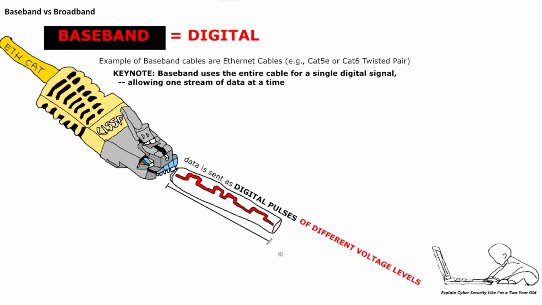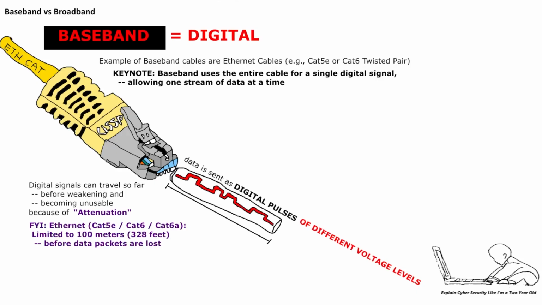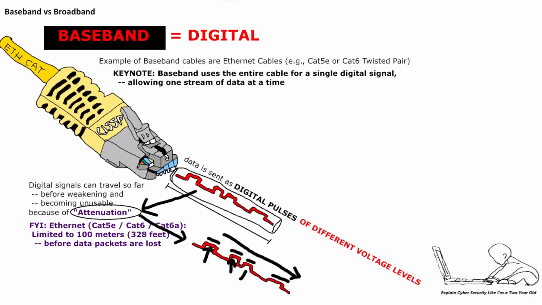Now here's a little bit of science about electrical signals or digital signals, where they can only travel so far before they weaken and become unusable or unreadable because of a scientific thing known as attenuation, which basically means that every cable has a limit of distance before the digital signal becomes weak and unusable or unreadable. So the digital signal, as illustrated on the screen by the red signal, as you can see from the troughs, becomes different or wider or weaker as it goes over a longer distance.